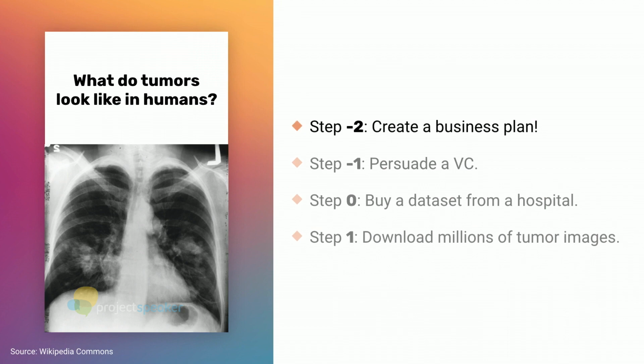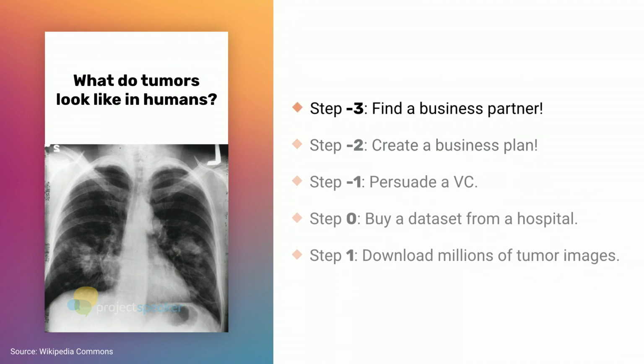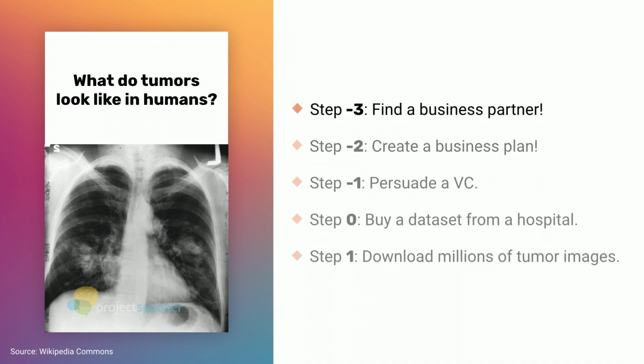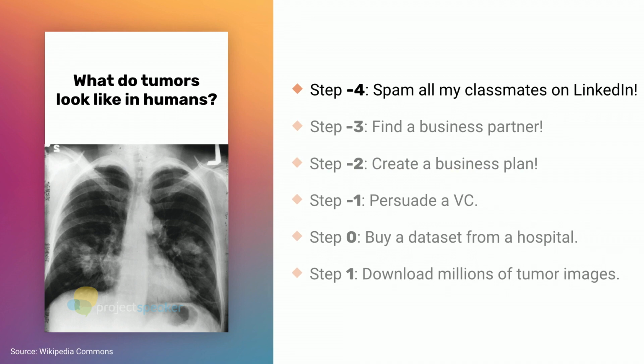If we're going to create a business plan, then we have to create a business. We have to find a business partner. And if we find a business partner, then we have to go spam all of our friends on LinkedIn trying to find someone in business who will help us with this project. And all of this is because we want to answer the question, what do tumors look like in humans?